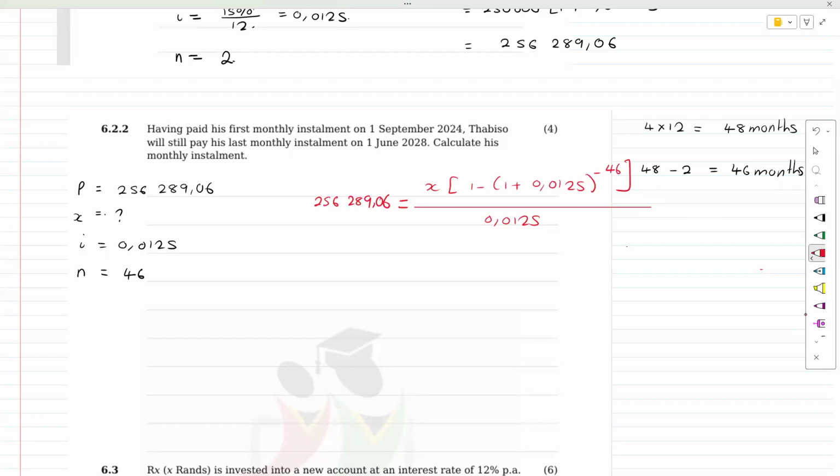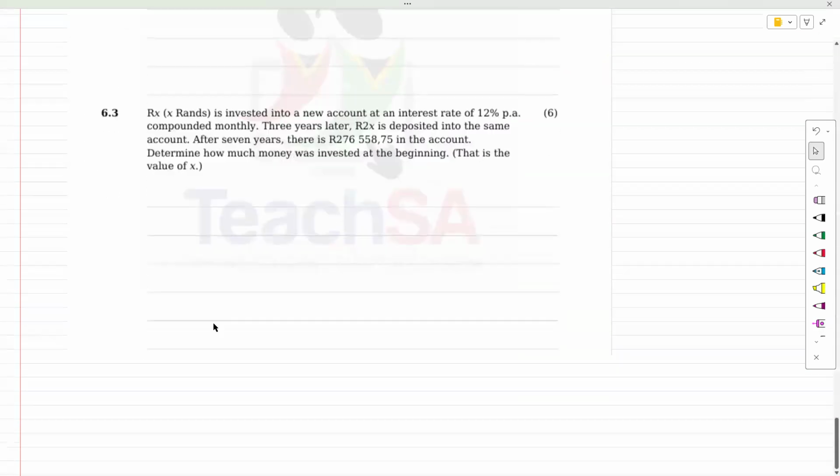Again, I'm not doing the algebra for you guys, because we've got 2 or 3 videos on how to deal with this algebra. That's divided by 1 minus 1 plus 0.0125 to the minus 46. X would be equal to 7,359.79. Again, there's a video on how to solve for present value, so you guys should be good with the algebra.